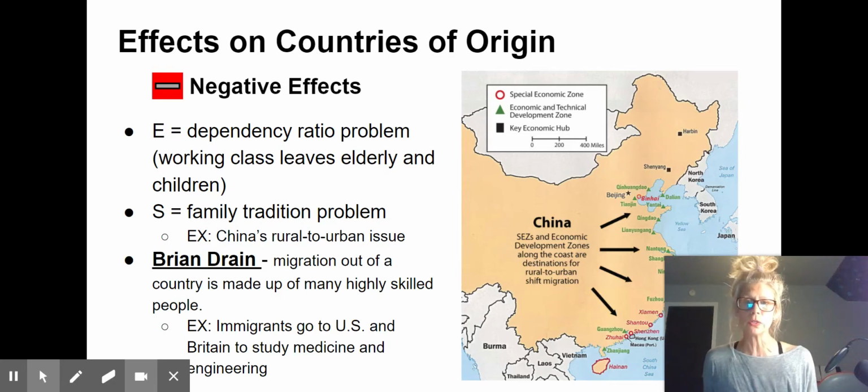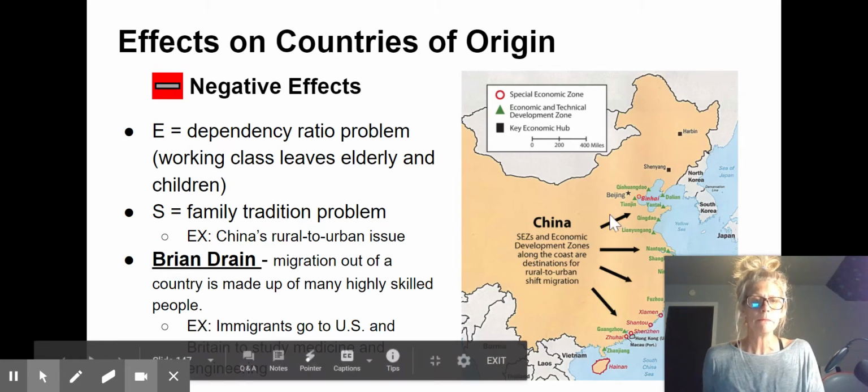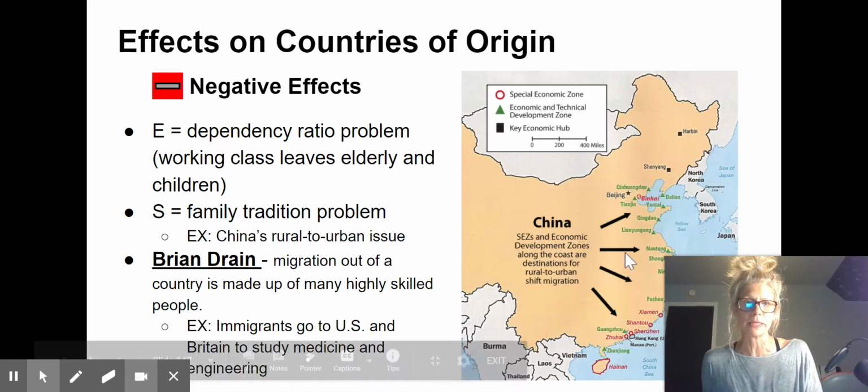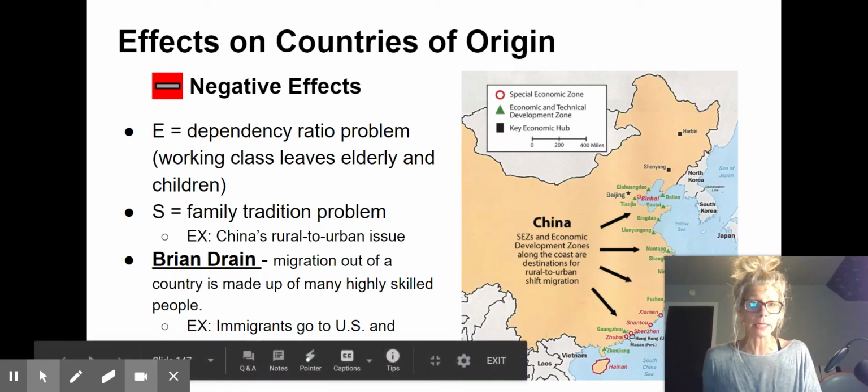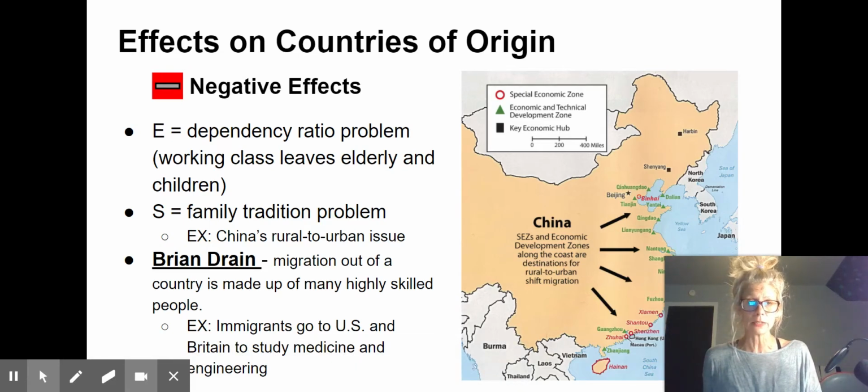A social negative effect, the S there, is going to be just a family traditional problem. I put an example there, which is going to be China's rural to urban issue. So you can see the map here where most of the Chinese are starting to move into those economic and technical development zones, which are going to be in the big cities, right? And so they're leaving those farmlands. So that can have a huge strain on some of those cities. And obviously, a lot of Chinese that were living in the rural areas were farmers, and they're not doing that trade anymore, which can also be a problem.